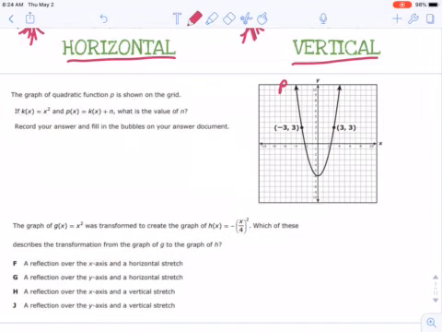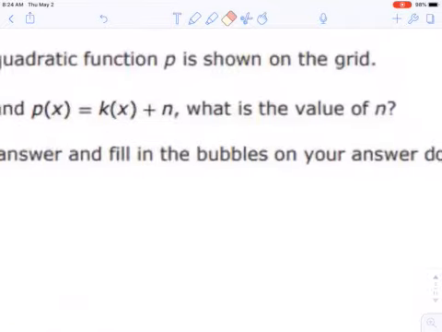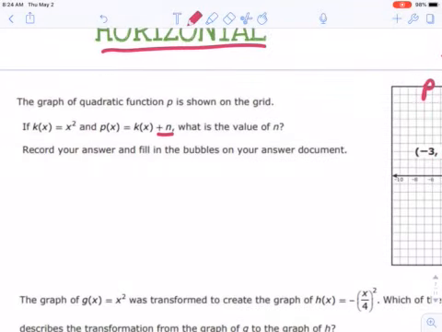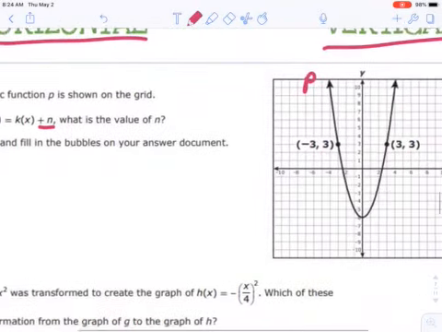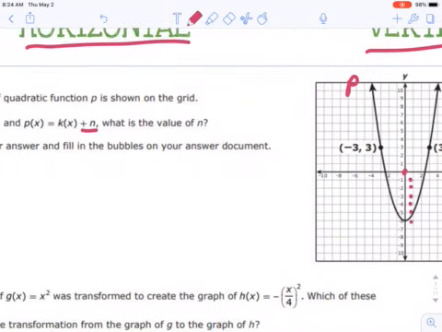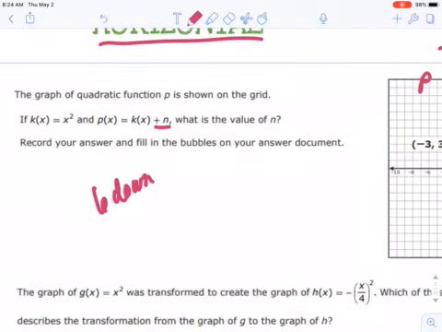Well, again, we're going to focus on the inside and outside the parentheses. This plus n is outside of the parentheses. And what I mean by that is we don't have anything in here with the x. This n is outside, okay? And it's being added. So they're telling me that we're vertically shifting something. So looking at my graph, if they referred to the parent function, which is through the origin, that means this has been shifted 1, 2, 3, 4, 5, 6 units down. 6 down. So if I'm going to say what n is, it has to be -6.